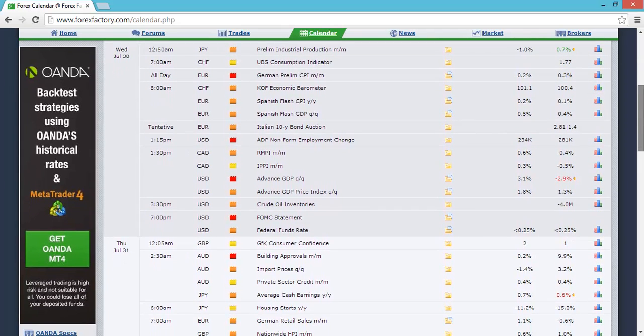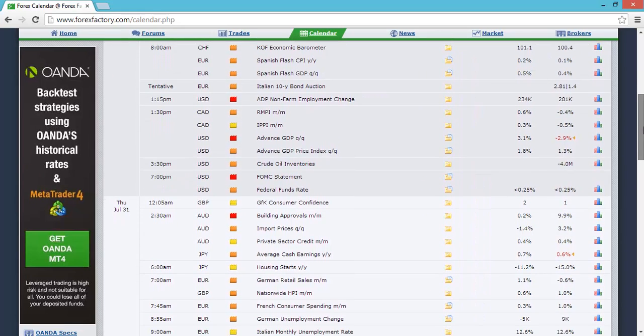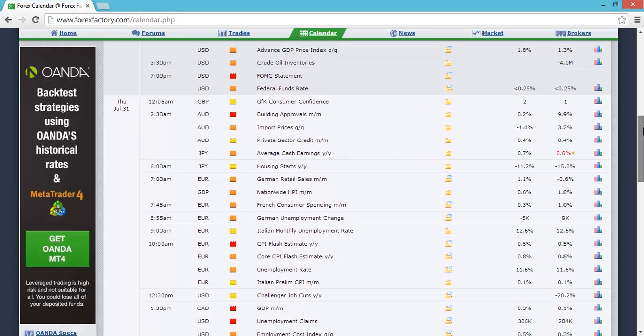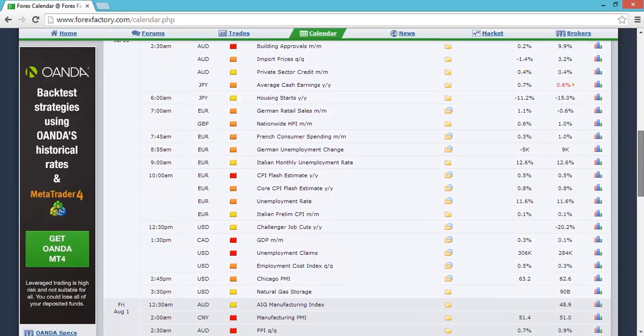On Wednesday we have the German preliminary CPI month-on-month figures at 1:15. You've got the US ADP non-farm employment change numbers, and at 1:30 the US advanced GDP quarter-on-quarter, another big piece of data there. And to finish off Wednesday, the US FOMC statement. And of course the federal funds rate, which comes out at the same time, but that's expected to stay the same.